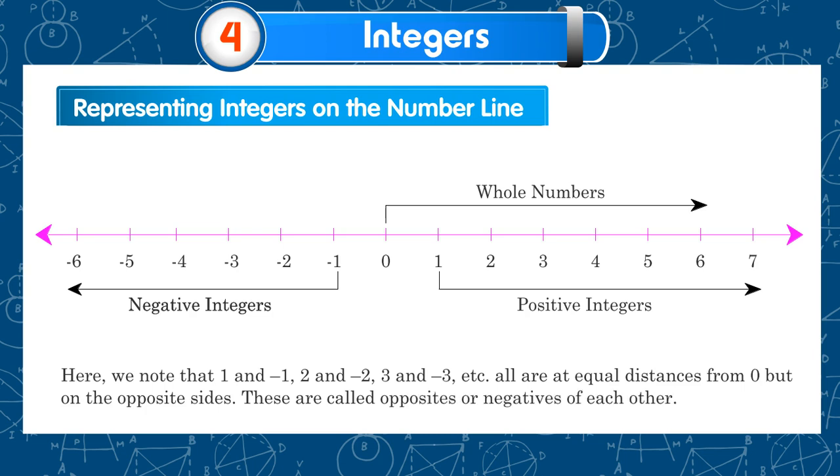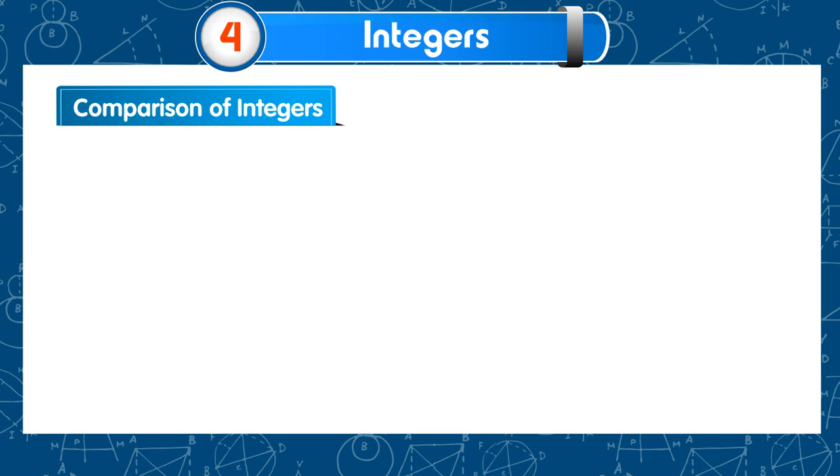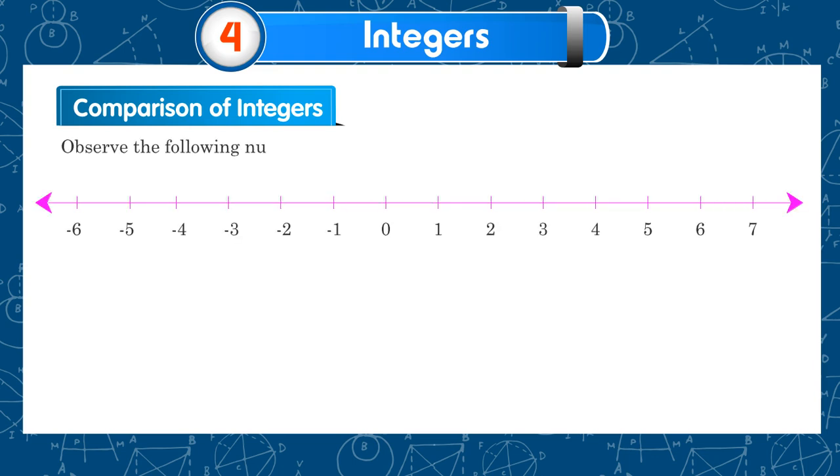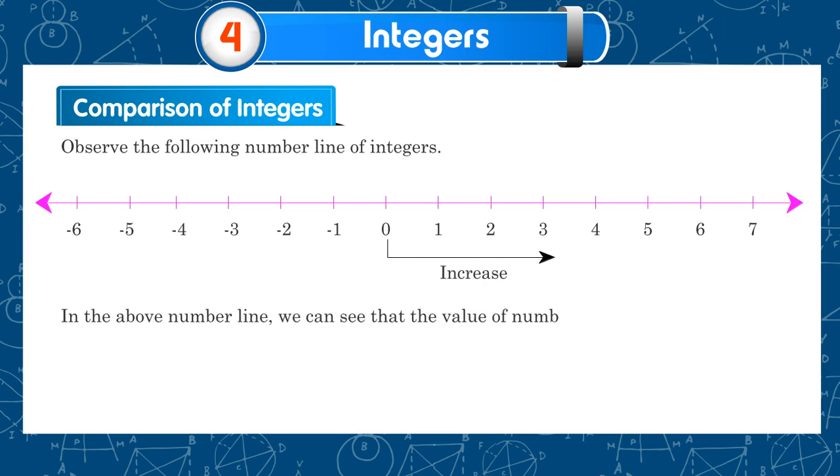Comparison of integers. Observe the following number line of integers. In the above number line, we can see that the value of numbers increases when we move towards the right and the value of numbers decreases when we move towards the left.